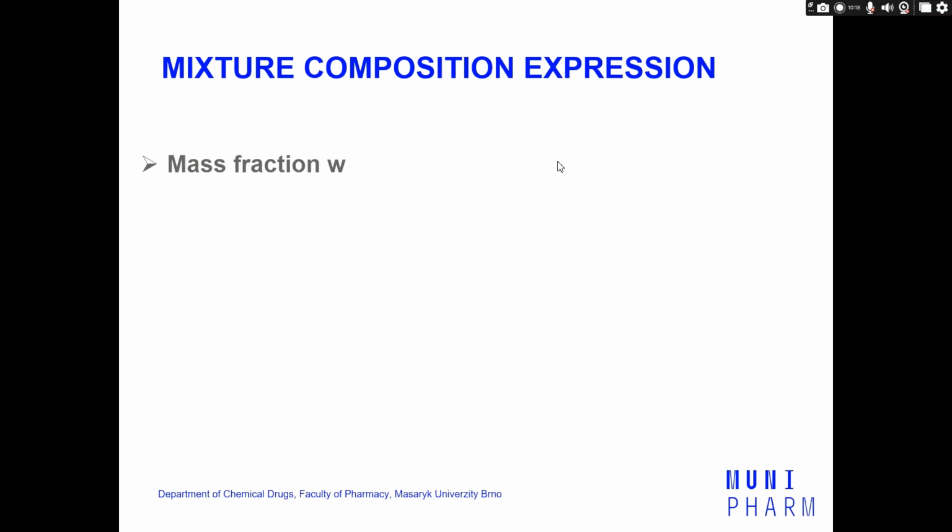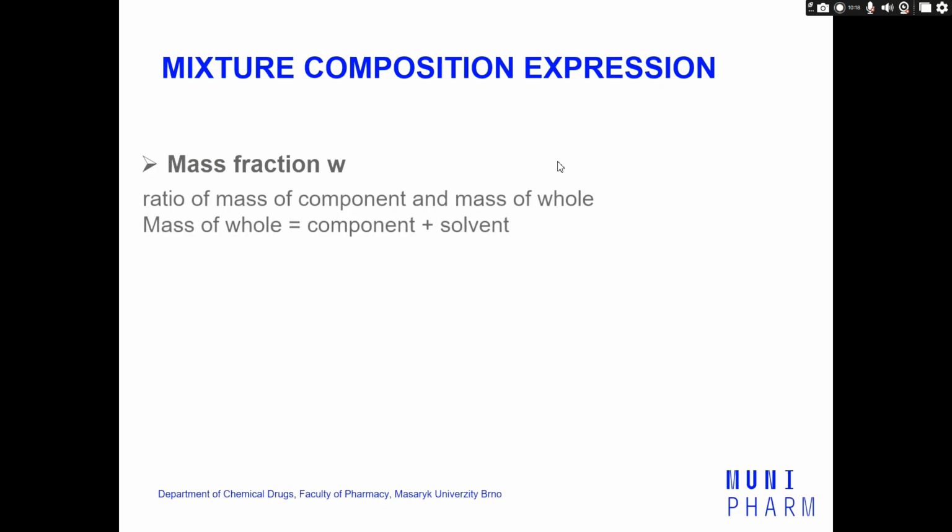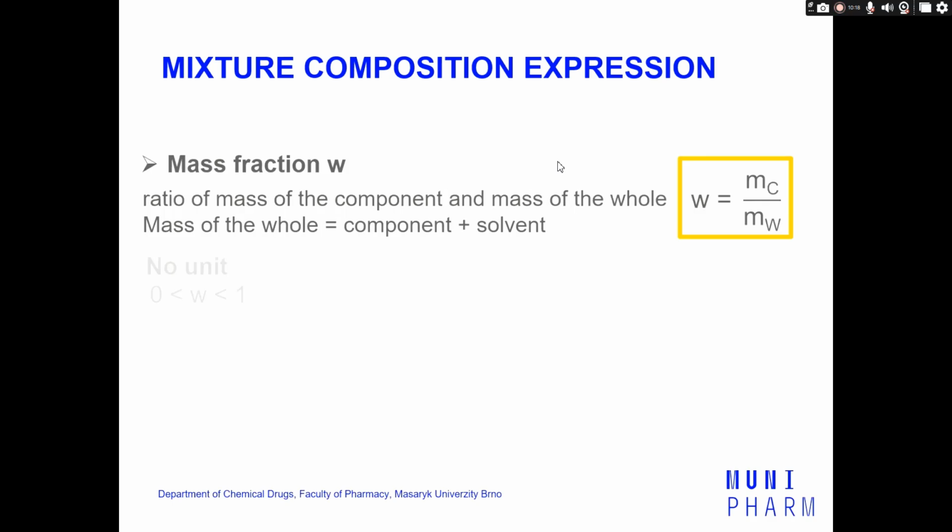The mass fraction, another important quantity, expresses the ratio of the mass of a component of the substance and the mass of the whole substance. The formula is the same, no matter if it is for a component within a mixture of substances or pure substance in a solution, or, for example, a specific atom within the whole molecule. The symbol for the mass fraction is W, and it has no unit.